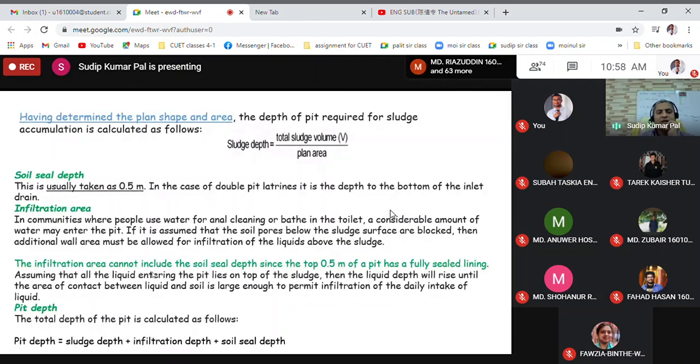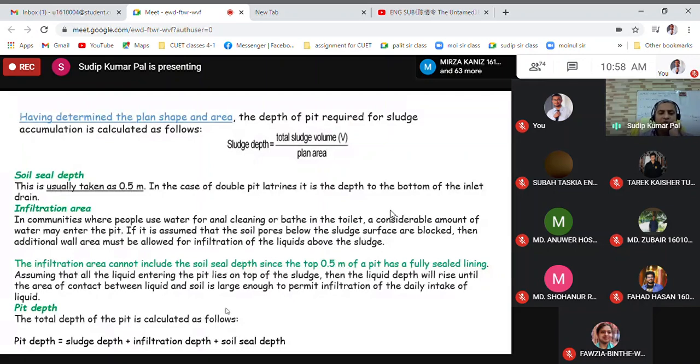The infiltration area cannot include the soil seal depth, since the top 0.5 meter of a pit has a fully sealed lining. So this 0.5 meter, as D, as you can see, the wall surface along this 0.5 meter of soil depth cannot be used as infiltration area. So the infiltration area must exclude that 0.5 meter. That 0.5 meter is fully lined or sealed. It's not allowed infiltration.